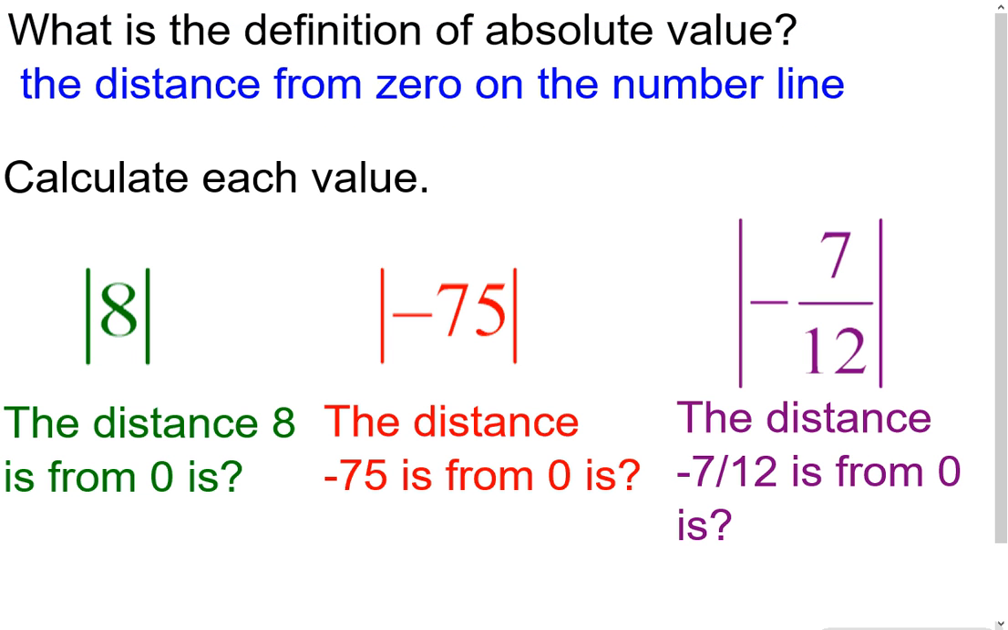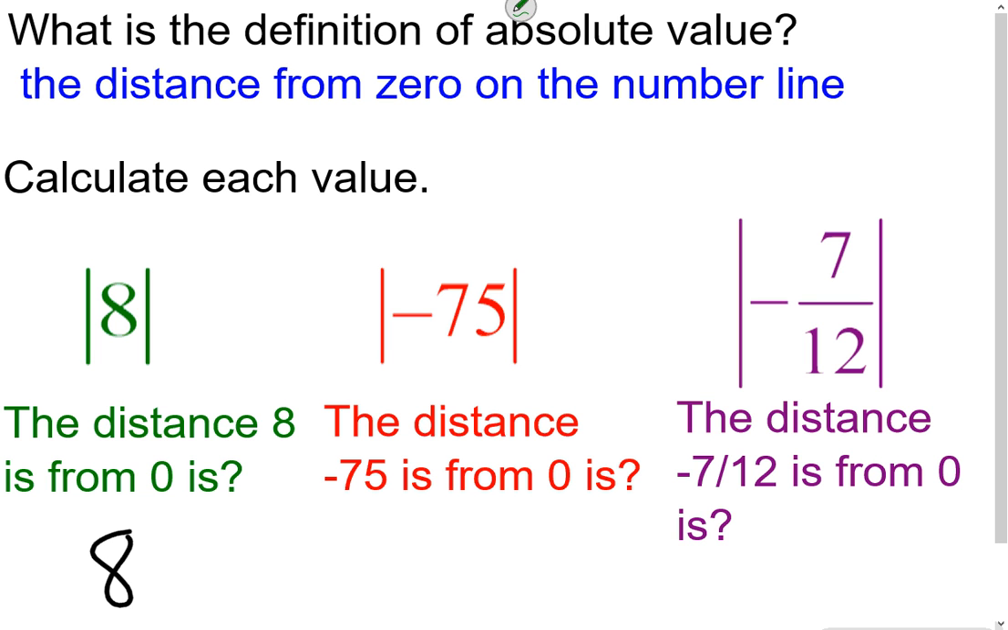I like to think of it as that distance away from zero on the number line. So when I ask us to calculate these different absolute value problems, I look at the absolute value of 8 in this first one, and I really like to think of it as how far is 8 away from 0? Well, I think everybody knows that the answer is 8. 8 is 8 away from 0.